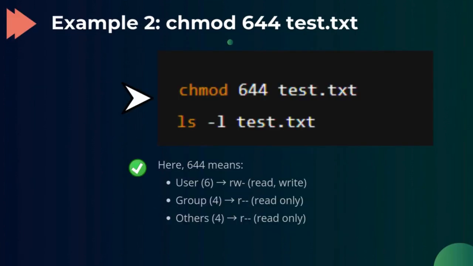Example 2. chmod 644 test.txt, then ls -l test.txt. Here, 644 means user, 6, rw, read, write; group, 4, r, read only; others, 4, r, read only. This is mostly used for configuration files like init.ora, where only the owner can edit, but others can read.